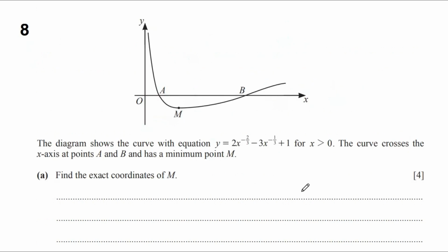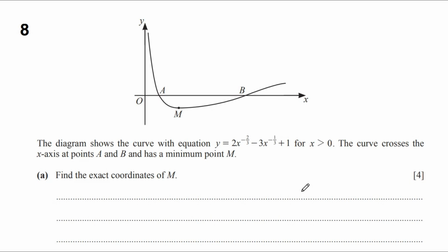The next question is, the diagram shows the curve with the equation y is equal to 2 times x power negative 2 over 3 minus 3x power negative 1 over 3 plus 1, for x greater than 0. The curve crosses the x-axis at the points A and B and has a minimum point M. Find the exact coordinates of M.